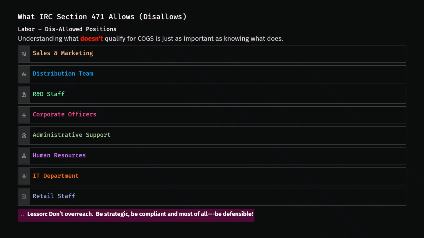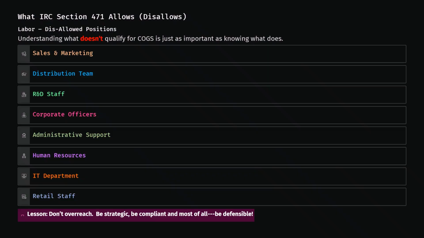Your retail staff. Now, this is a big one. Your dispensary staff may handle a high volume of sales, but once the product is packaged and on the shelf, it's considered post-production retail. That means no COGS treatment for their wages or related costs.